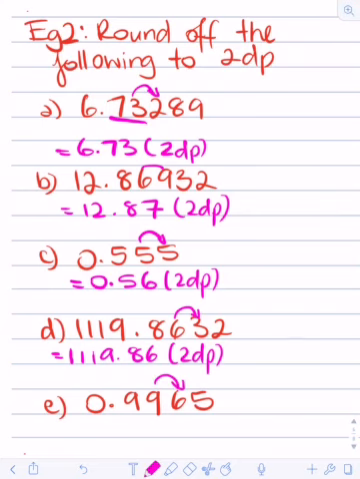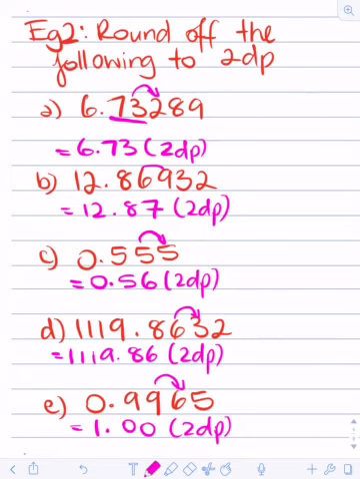And the last one, looking at the third number, this is a 6. That means the 9 is going to go up. What's the 9 going to go up to? It's going to go up and make the number before it a whole and go up. And the number before that is a 9. So that means this rounds up to 1.00. We still need to have two decimal places even though it's a whole number.